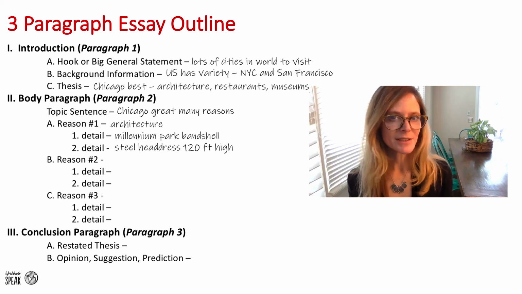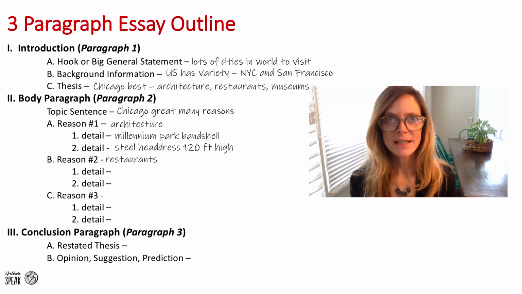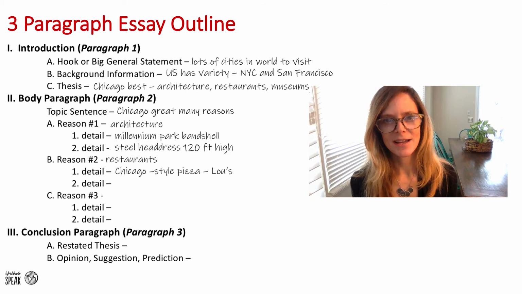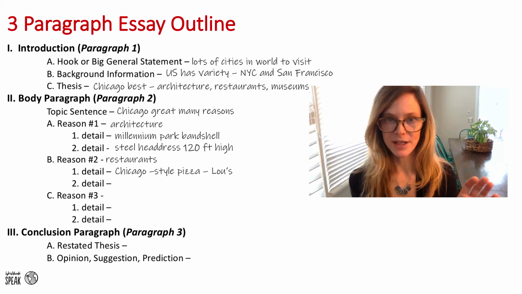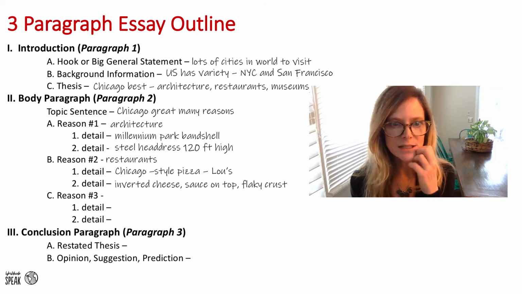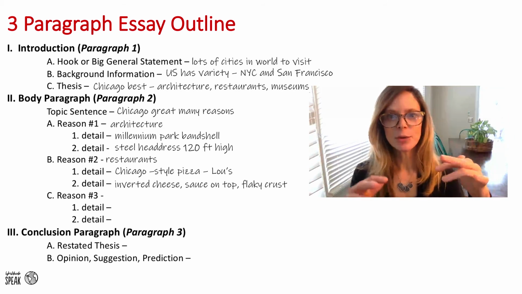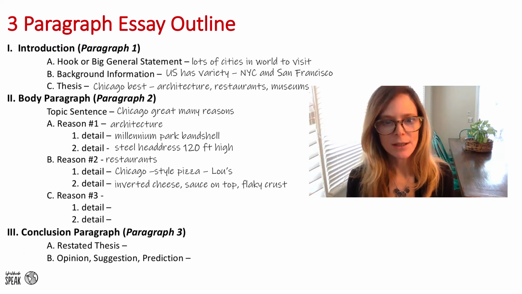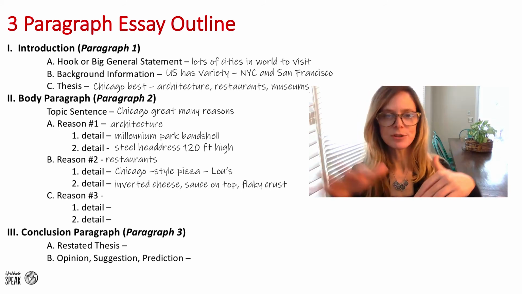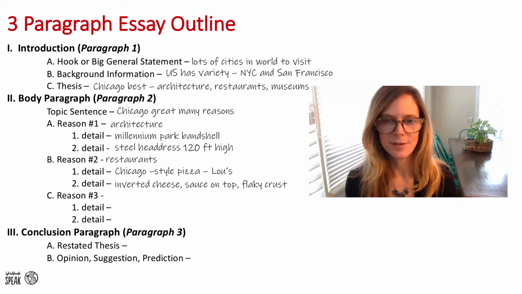So our next reason is restaurants, right? I need to think about something that's really specific to Chicago that would differentiate it or make it stand out from other cities. So, of course, I mentioned my favorite pizza place, Lou Malnati's, because Chicago has this famous Chicago-style pizza. And then I'll probably go on to add a detail about exactly what Chicago-style pizza looks like and why it's unique. Here, that's the inverted cheese with the sauce on top, and the crust is the best, right?